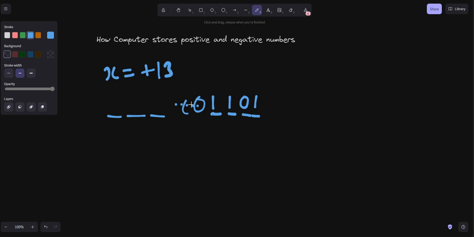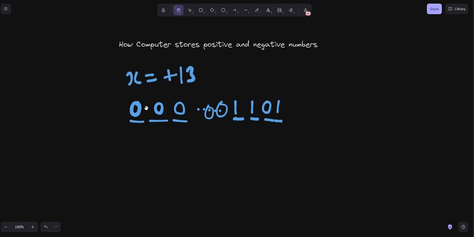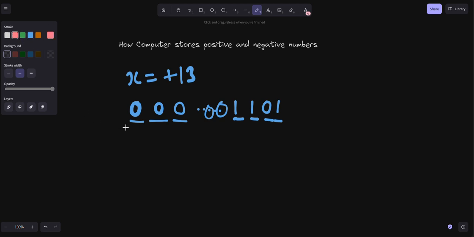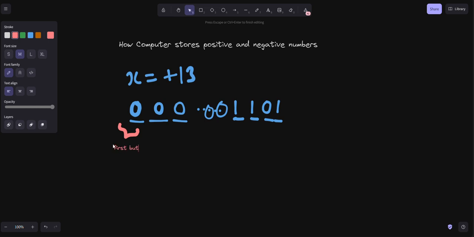All the other bits are stored as 0 because there's no value there, but there's one bit, the first bit, which is reserved in the computer just for checking whether the number is positive or not. If it is 0, it means it is positive. So you can write that the first bit is always reserved for deciding if the number is positive or negative. You can draw this one conclusion here.